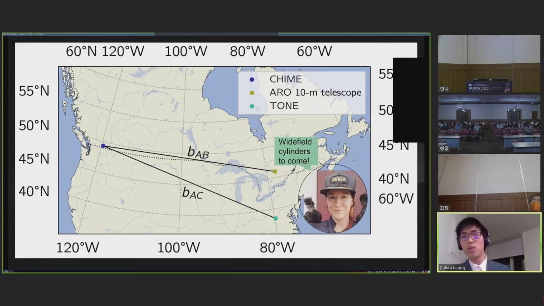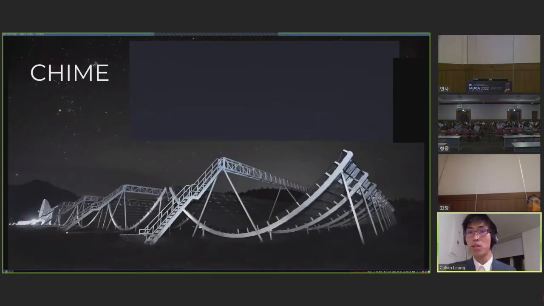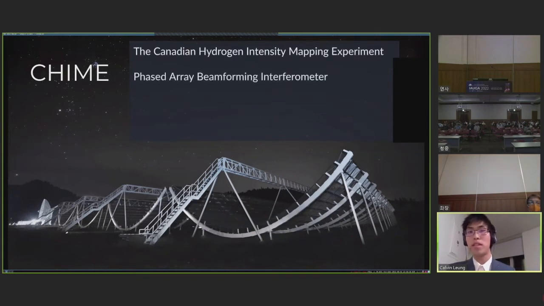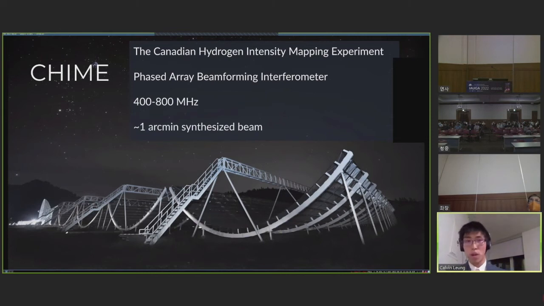Before people get confused, this is not the CHIME outriggers effort. These are outrigger pathfinders. My colleague Jane has a recorded talk on the wide field cylinders that we're building to do this kind of science, localization with VLBI at the time of detection on a large sample of FRBs, not just the ones at a declination of 21 degrees. I don't need to tell you more about CHIME. It's the Canadian Hydrogen Intensity Mapping Experiment. It's a phased array beamforming interferometer working at sub-gigahertz frequencies with a 1 arc minute synthesized beam.